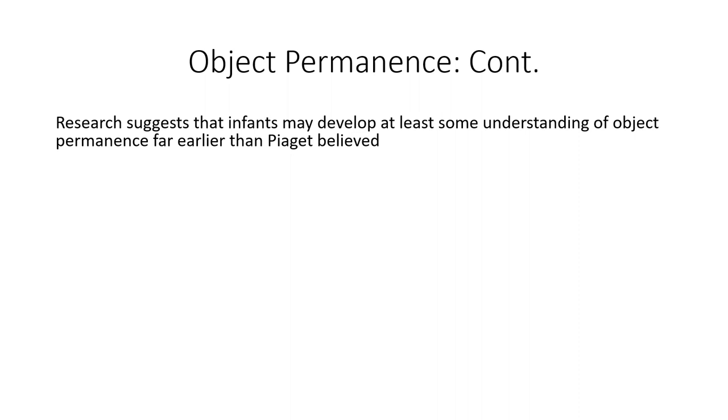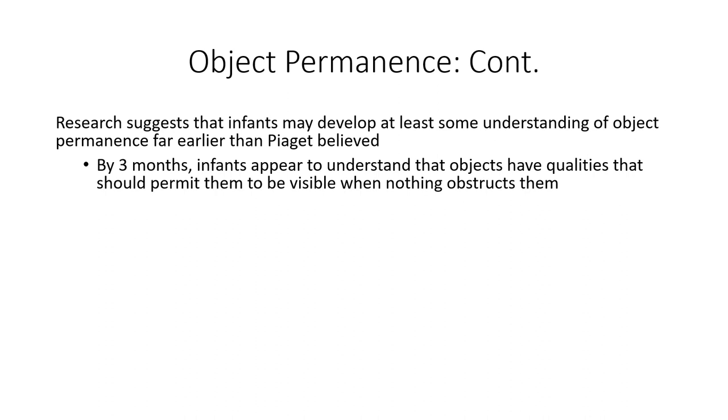But that being said, research now shows that Piaget was correct in that there's object permanence and A not B errors going on. But in actuality, there are still some questions about the ages that Piaget denoted. What's been found is that by 3 months, infants appear to understand that objects have qualities that should permit them to be visible when nothing obstructs them. For Piaget, it was up till about 8 months, and it took until 18 months to fully master object permanence. But it turns out infants as young as 3 months old have some concept of object permanence.